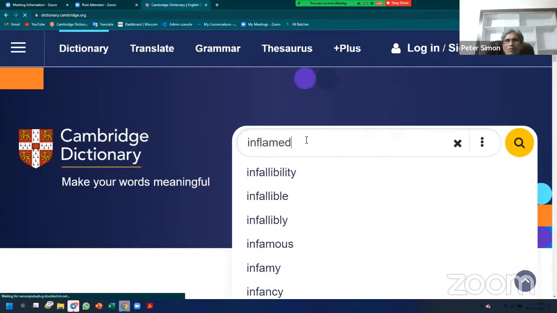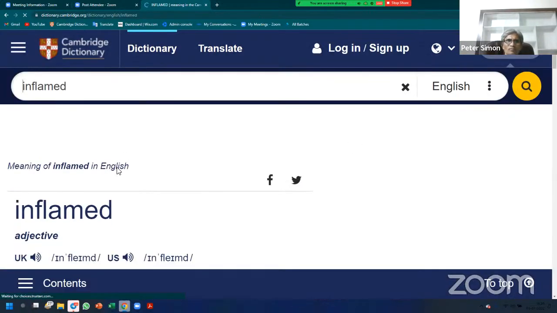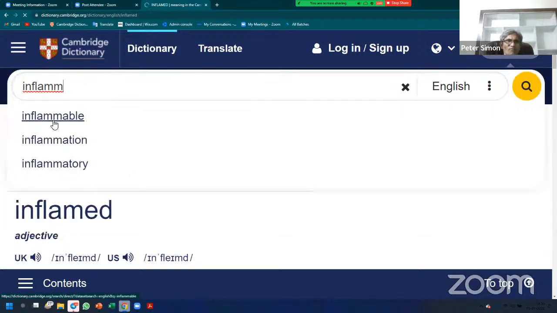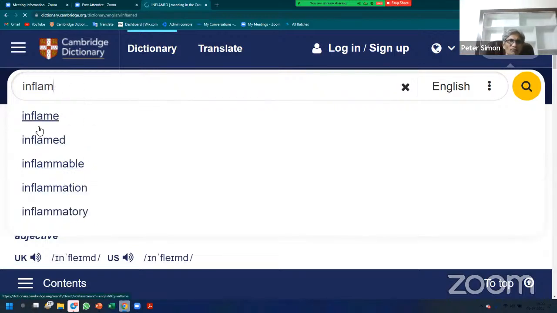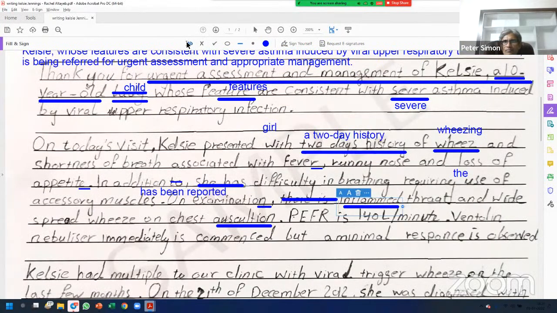Inflamed. Inflamed is single M. Inflammation is double M. Inflammable, inflammation, inflammatory, these are double M. But inflamed is single M. Inflamed, single M. So that is a mistake. So inflamed is single M.